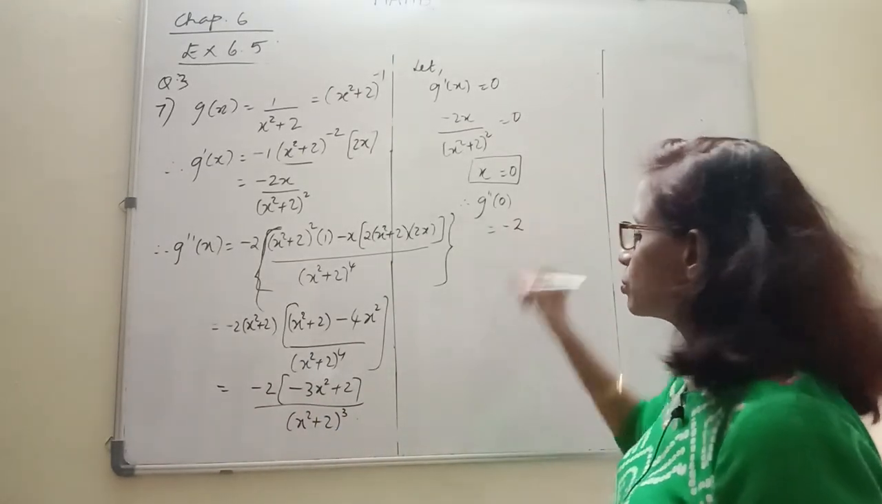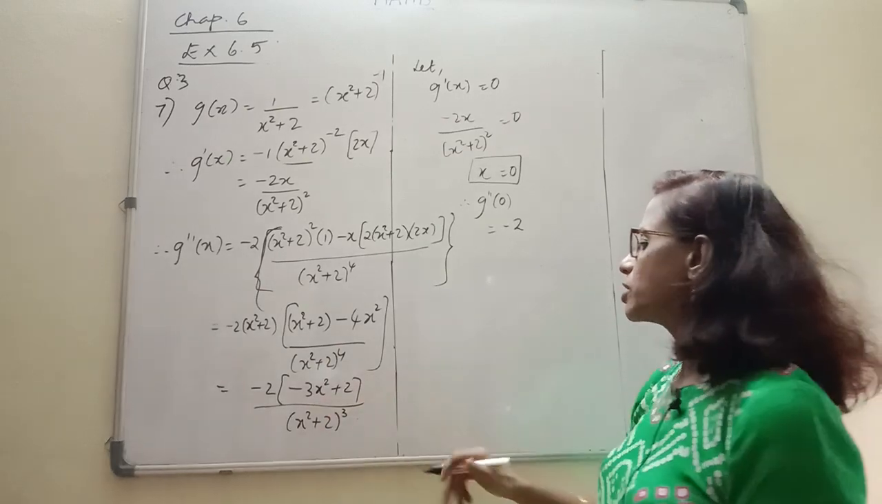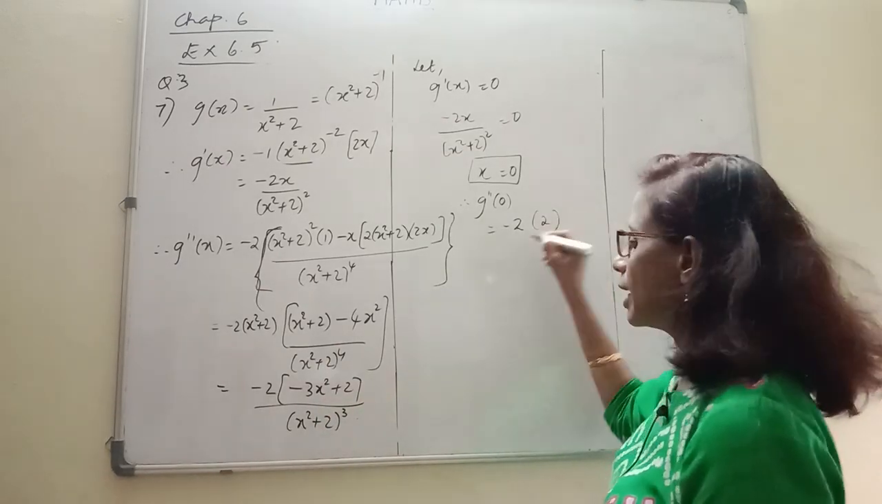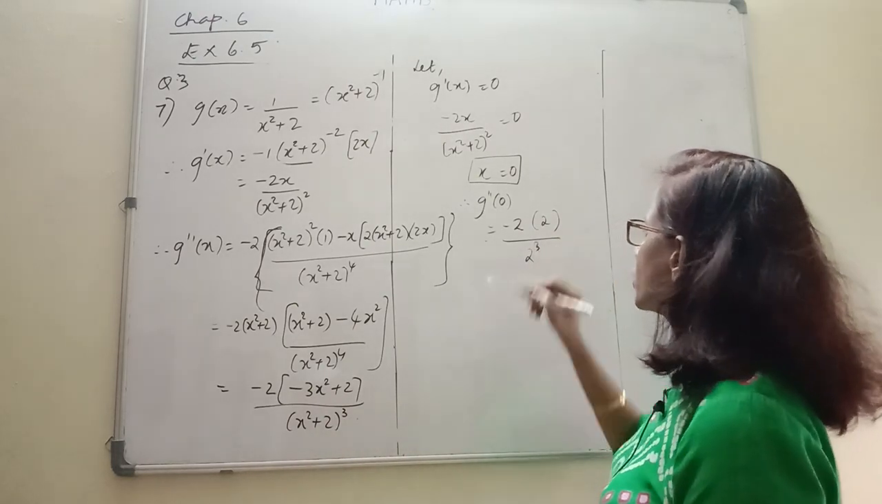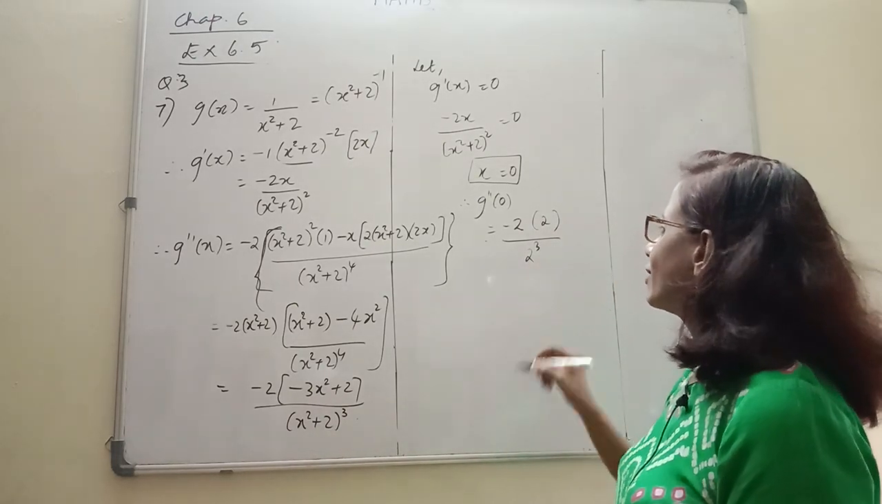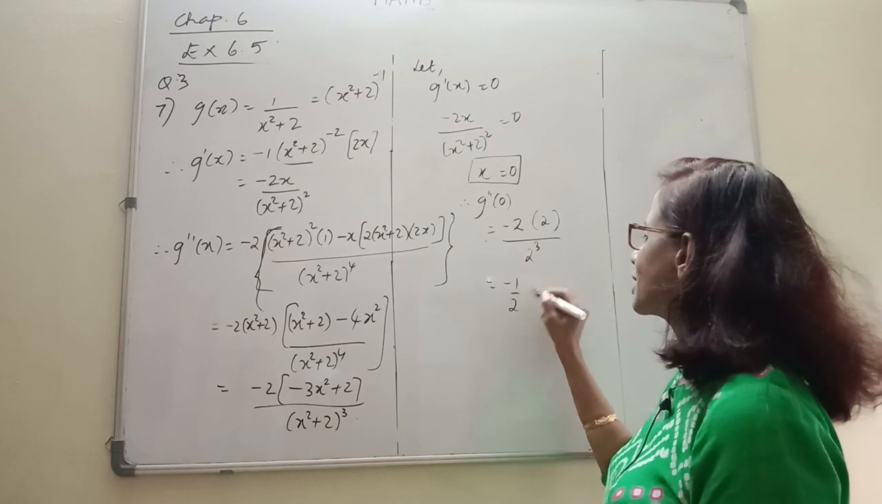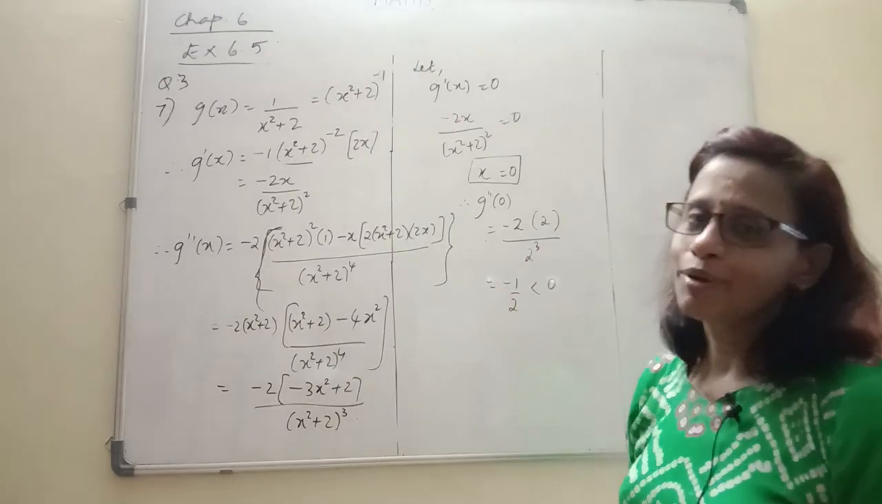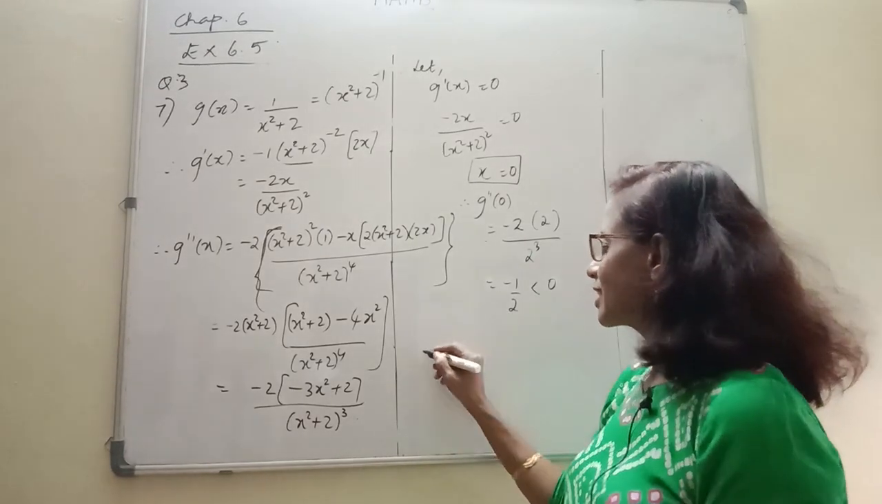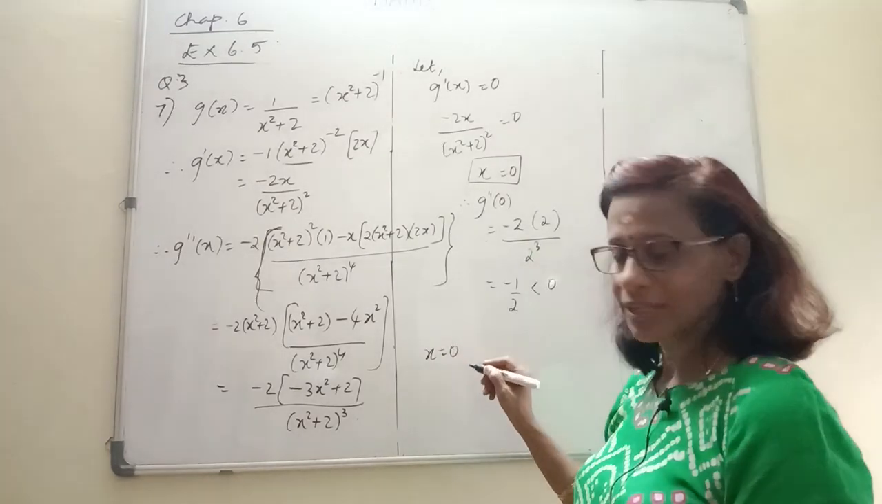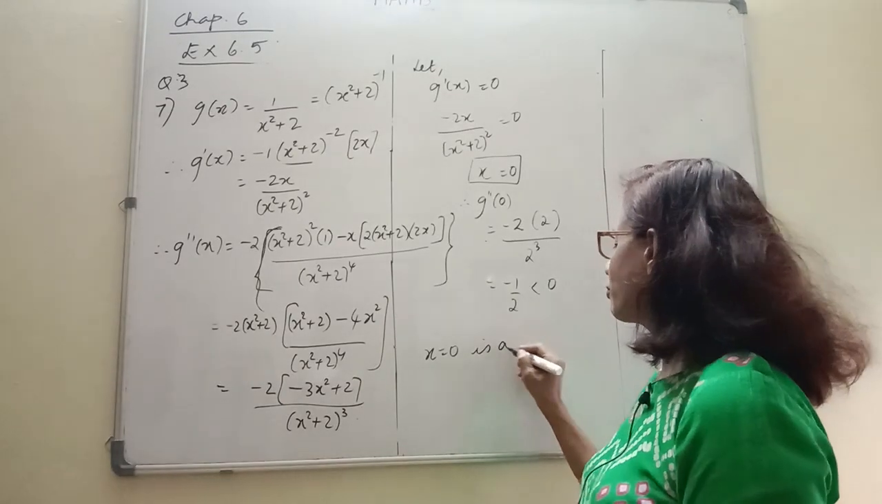It's negative 2. So 3 times 0 will leave you only with 2. And in the denominator also this is 0, so you will only get 2 cubed. So actually you are going to get minus half, which is always less than 0, and therefore your point x equal to 0 is definitely a maxima point. So x equal to 0 is a point of maxima.